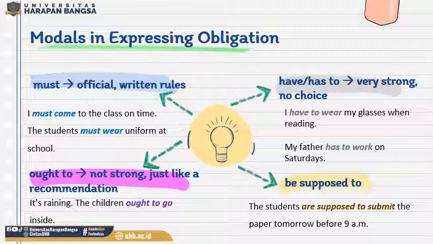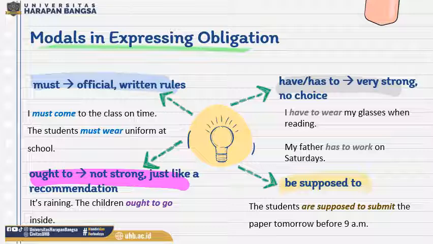Next is ought to. It's raining. The children ought to go inside. Sedang hujan nih. Anak-anak harus masuk ke dalam. Nah, bentuk ought to di sini tidak sekuat must dan have atau has to. Jadi ought to di sini lebih dipakai untuk menunjukkan rekomendasi atau saran. Jadi kalau tidak melakukannya, ya tidak apa-apa.